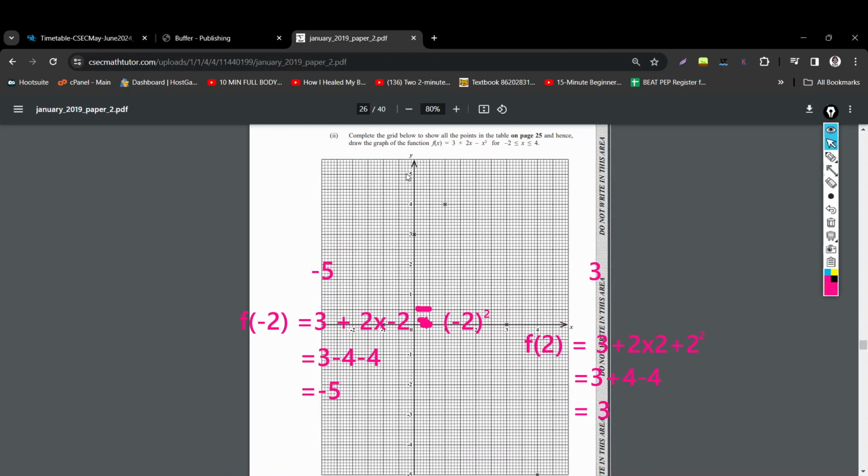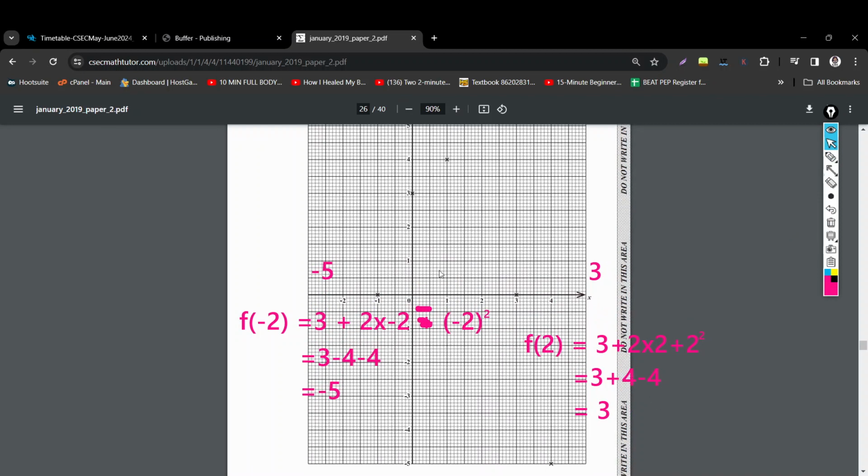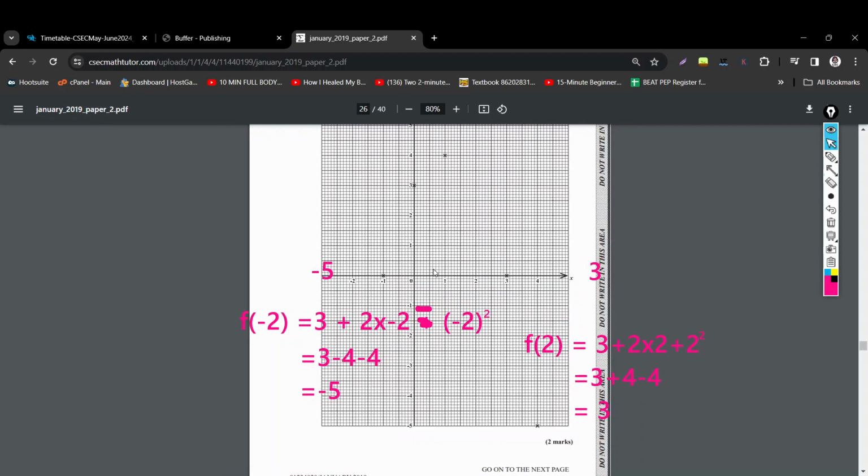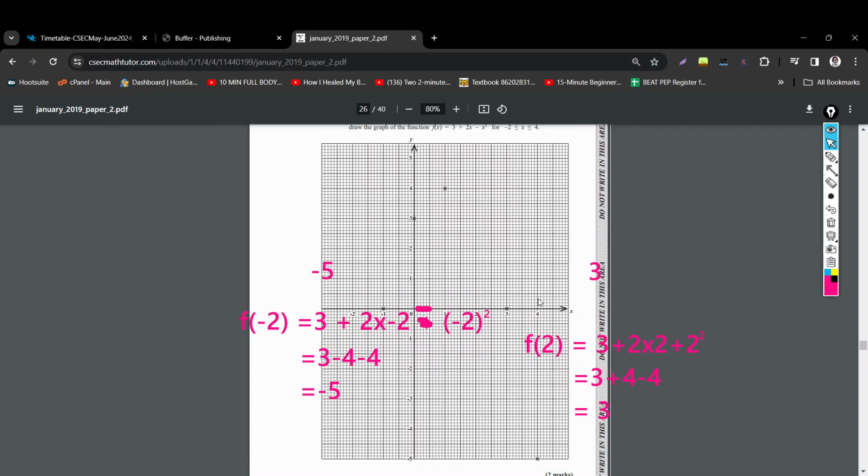let's zoom out this a bit. All right, that's actually way down here on the graph, guys. Way down to the bottom here. So -2 is right here, and -5 is right here.